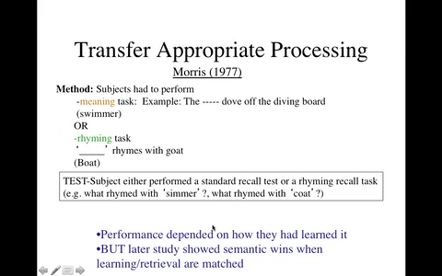Generally speaking, all things being equal, it's better to encode information in terms of the semantic meaning if there's no specific retrieval cue that has to do with something other than the meaning. So the implication for studying, for instance, is that you probably shouldn't try rhyming the terms you're trying to learn. You're much better off learning the meaning of those words and encoding it more deeply.